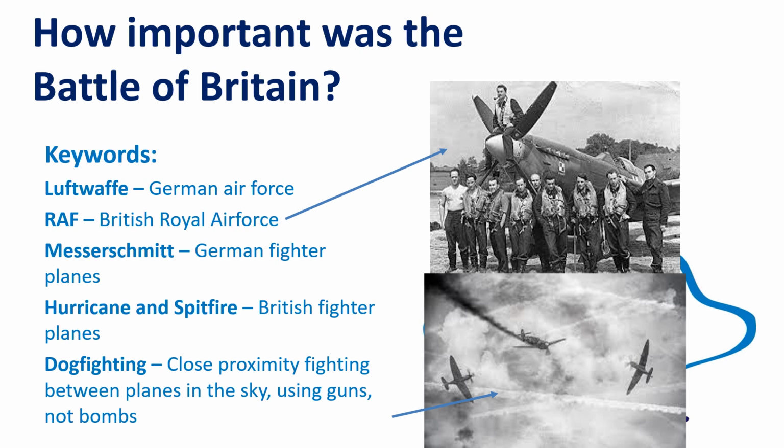We've got Messerschmitts, which are German fighter planes. Hurricanes and Spitfires are British fighter planes. And then dogfighting is where those fighter planes are fighting in the sky really close up to each other, and you can see a picture of that there on the screen. So pause the video, write the title and the date, underline those, and then the keywords with the definitions.